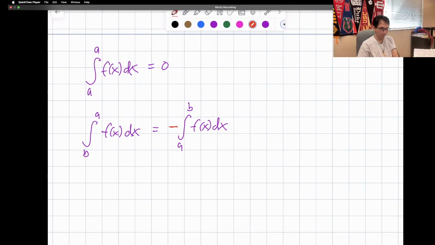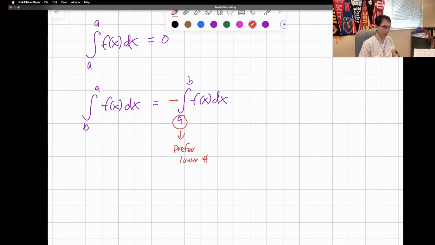One thing I will tell you is, always prefer the lower number at the bottom. So if you've got -2 and 1, you prefer -2 on the bottom. Does it have to be? No, but it's easy for you to think about orientation. What do you mean by orientation? If you have a graph above the x-axis, this is just gonna be positive.